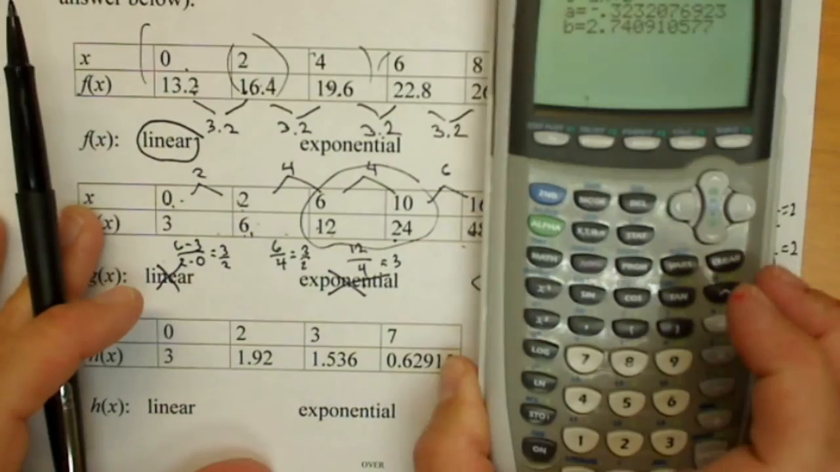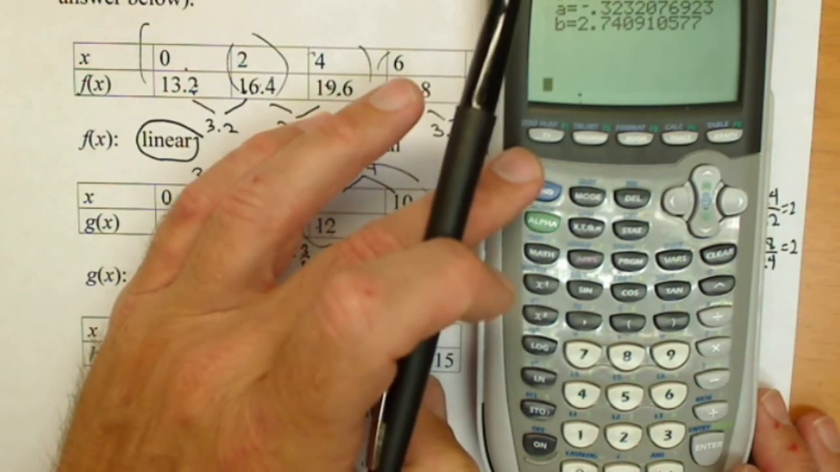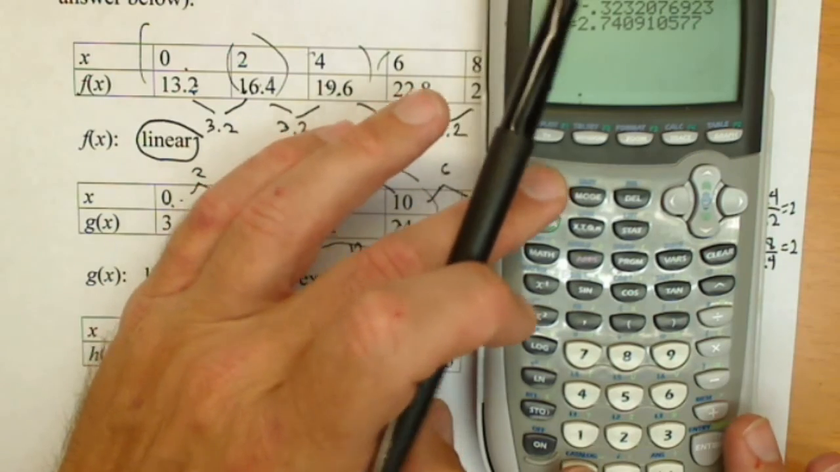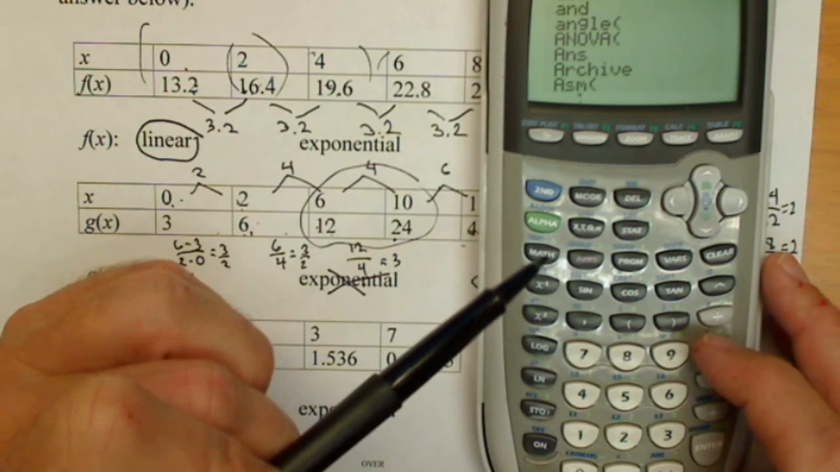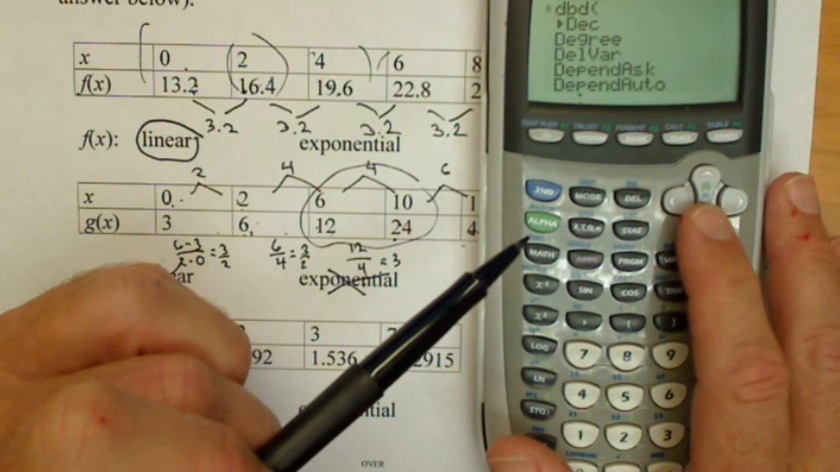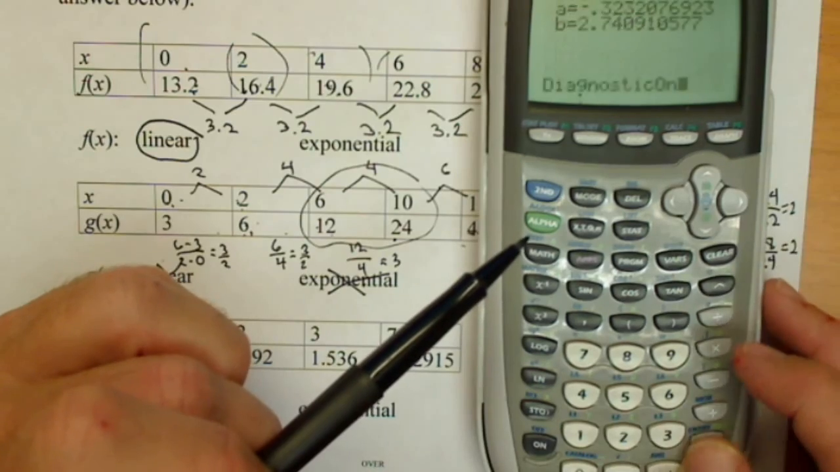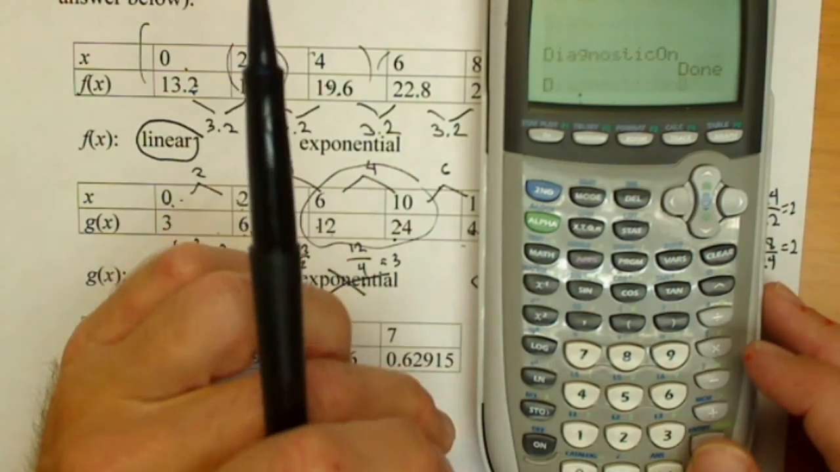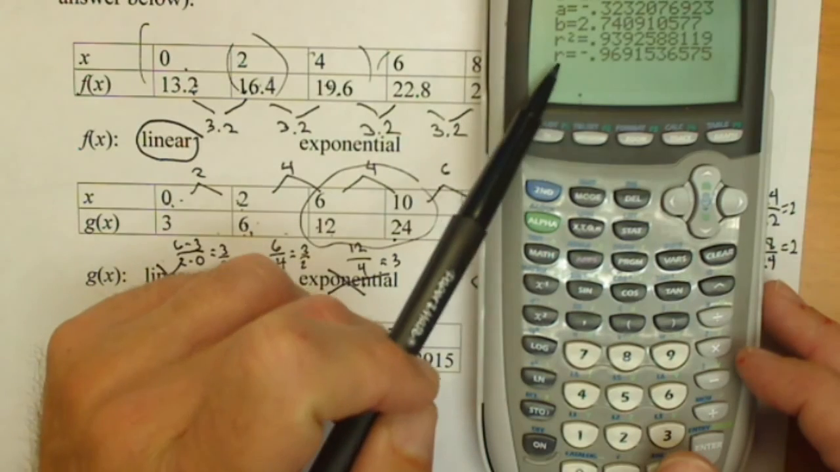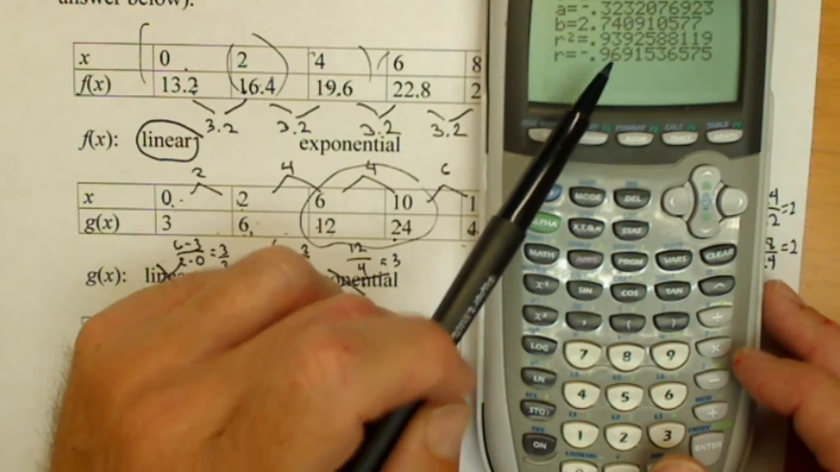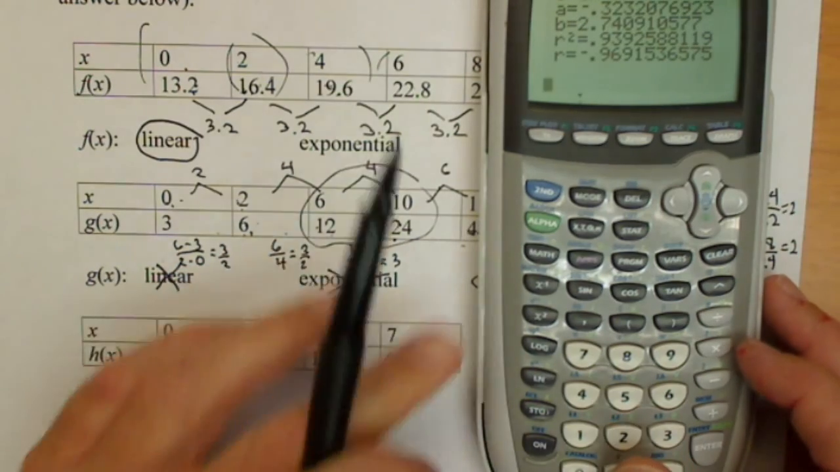If your correlation coefficient is not on, which mine is not, this is good practice actually, you need to turn on your diagnostic, so go second catalog, and you want to go all the way down to the D's, and you're going to see a thing called diagnostics on and off, so let's turn them on. And so now when I run my linear regression, there's my correlation coefficient. It's pretty close to 1. But we should be seeing 0.99999 if the data is truly linear.